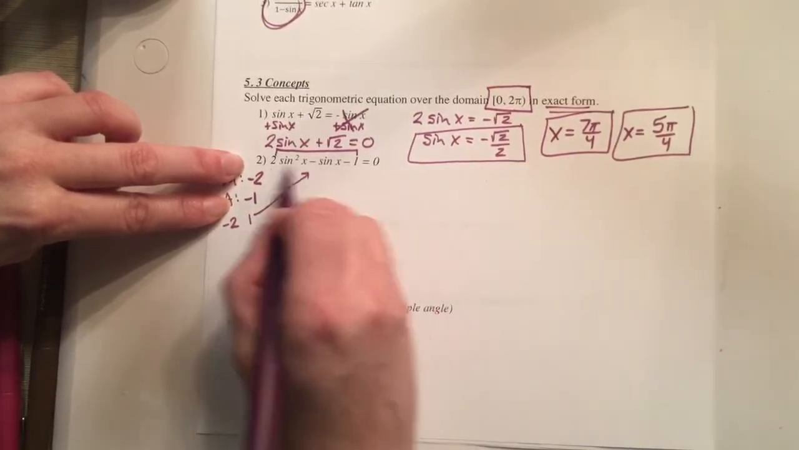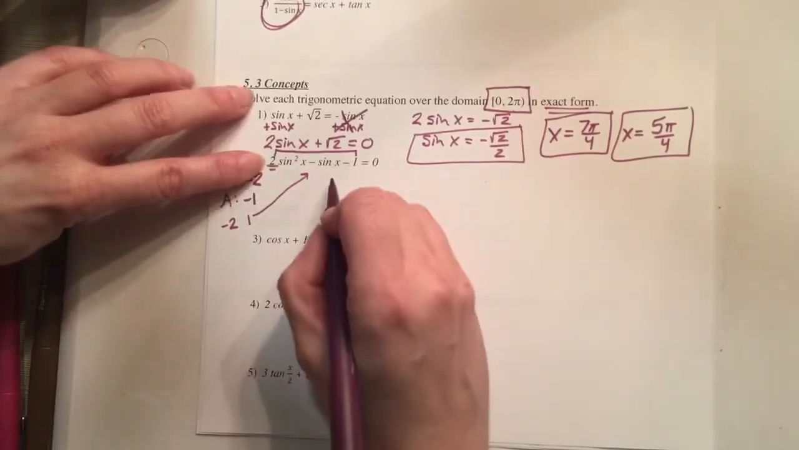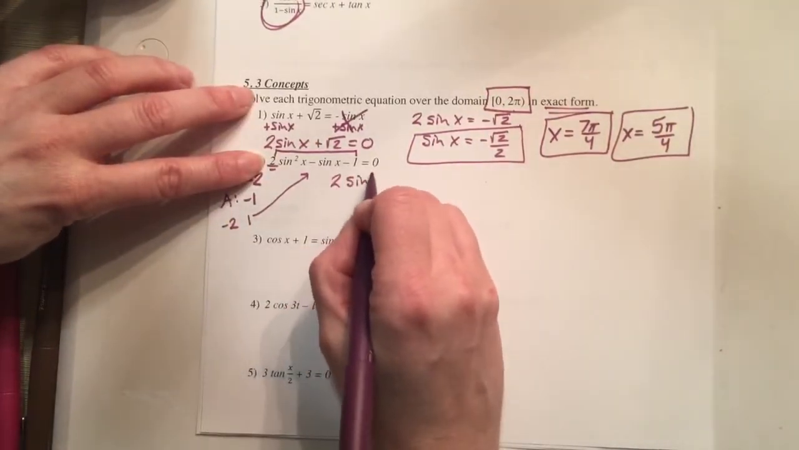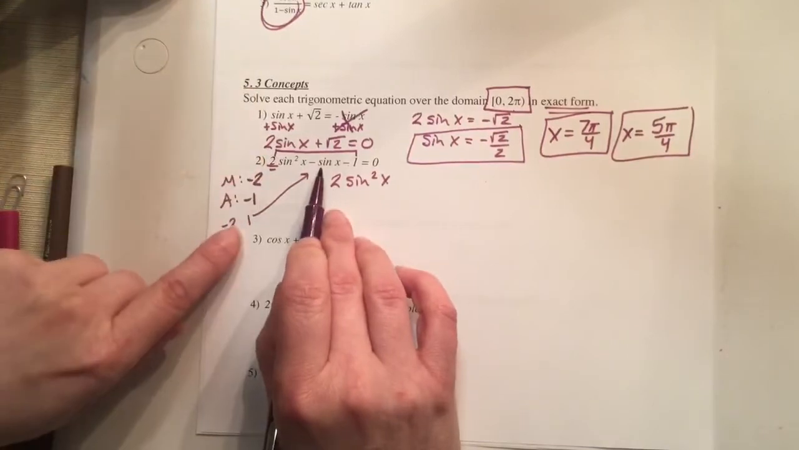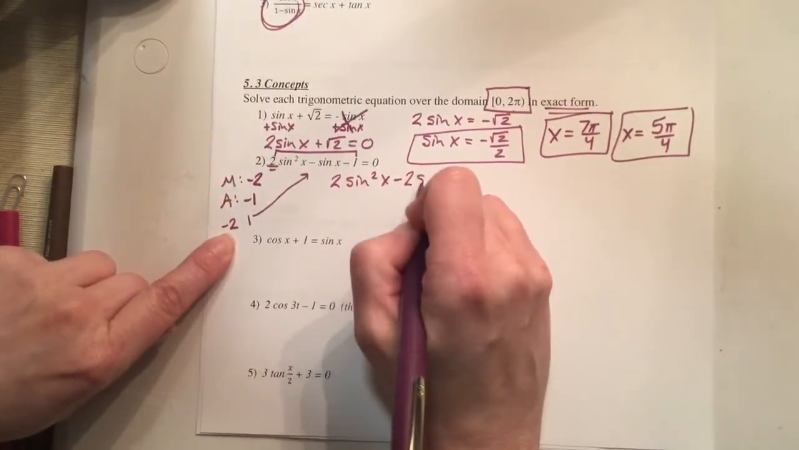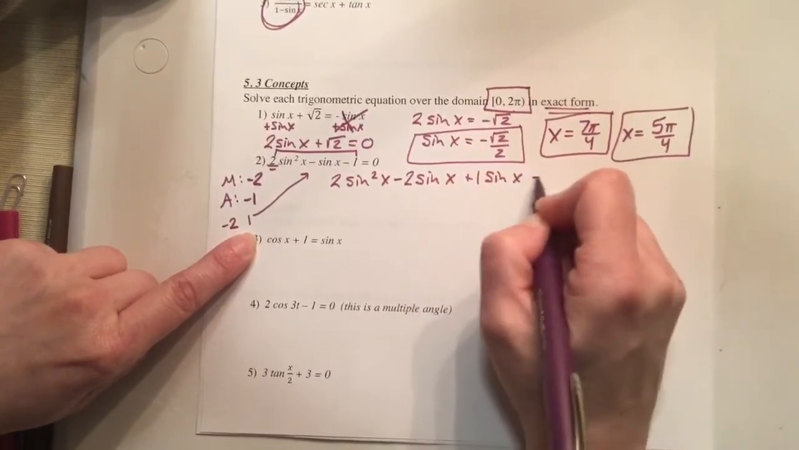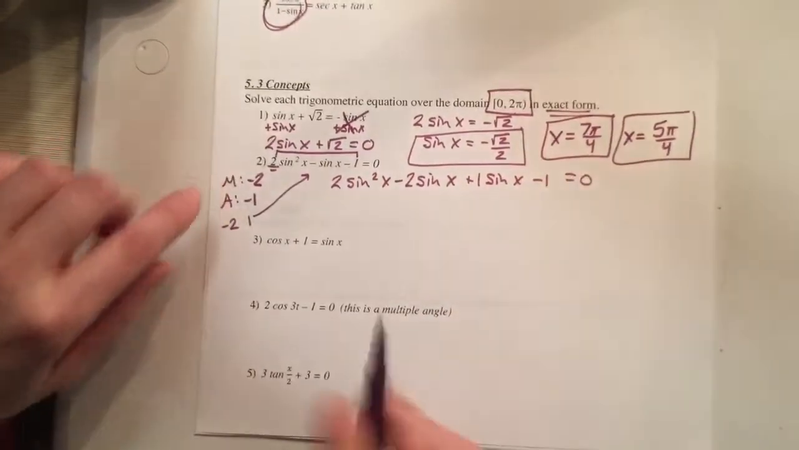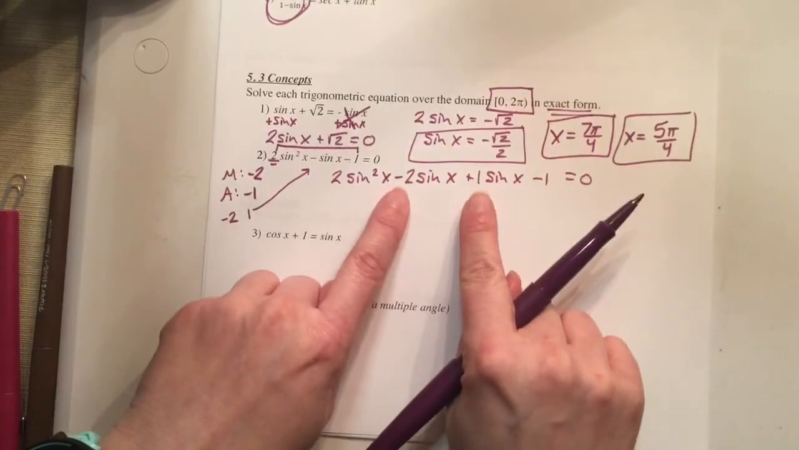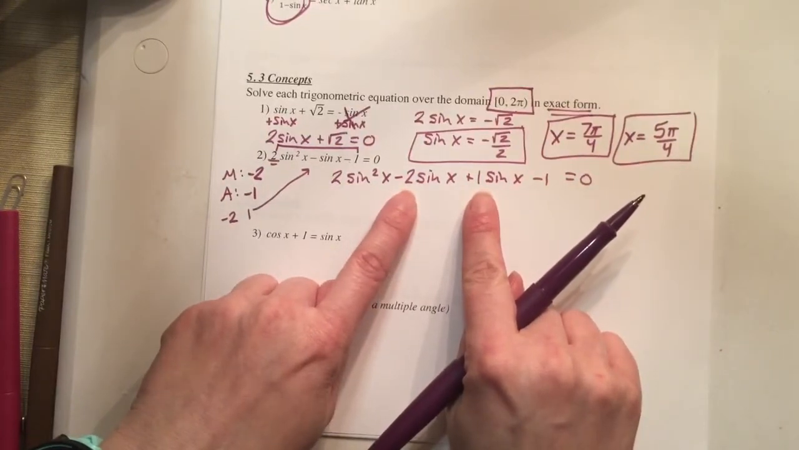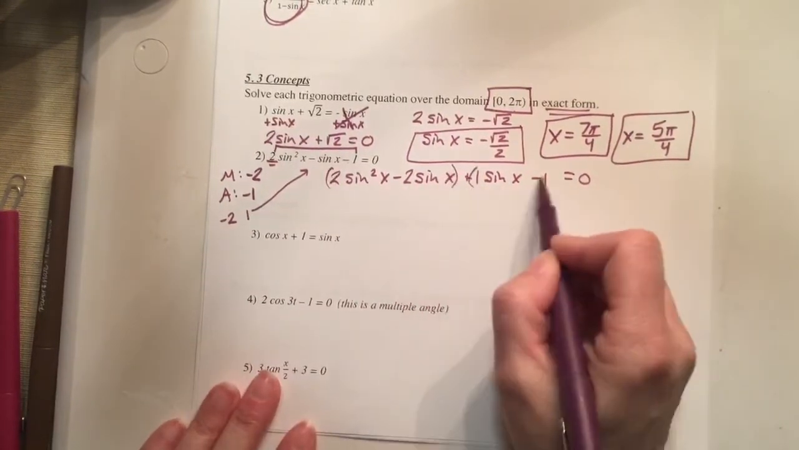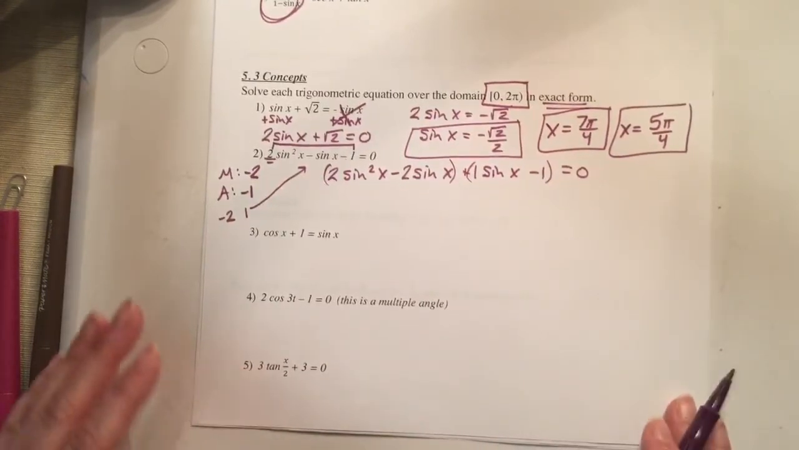That's going to replace the middle because of that number in the front. So I have 2 times the sine squared of x. The middle term had just a single sine, so it's minus 2 times the sine of x plus 1 times the sine of x minus 1 equals 0. So notice the negative 2 and plus 1 are right there in the middle. They replace that middle term. Now I have 4 terms, so now we get to do the grouping method.